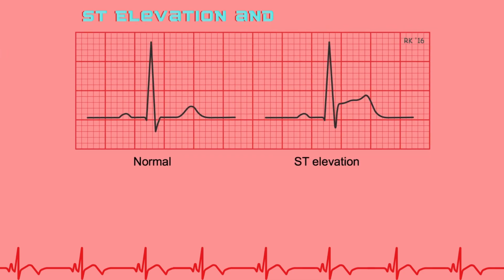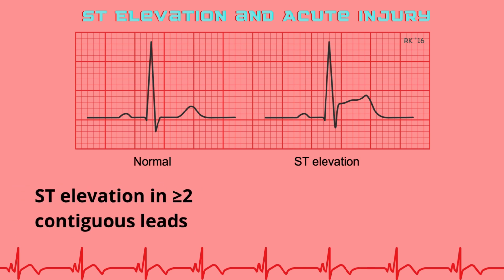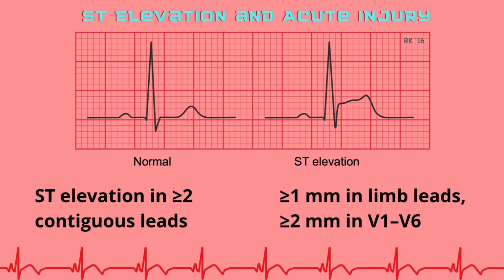ST elevation occurs when injured myocardial cells remain depolarized longer than healthy tissue. Key STEMI criteria are ST elevation in more than 2 contiguous leads, more than 1 mm in limb leads, and more than 2 mm elevations in lead V1 to V6, and it must be new or dynamic. A STEMI is defined as any ST elevation. Consider benign early repolarization, pericarditis, or left bundle branch block.